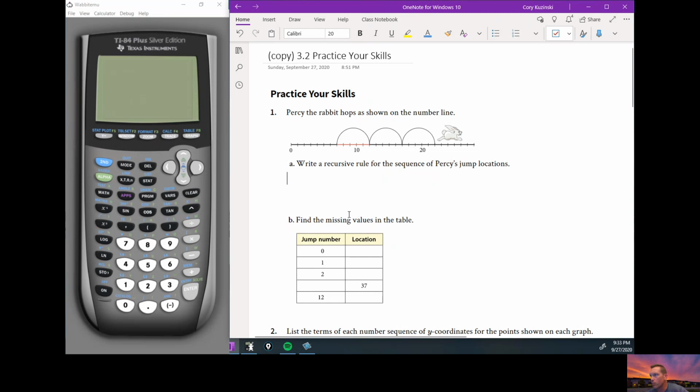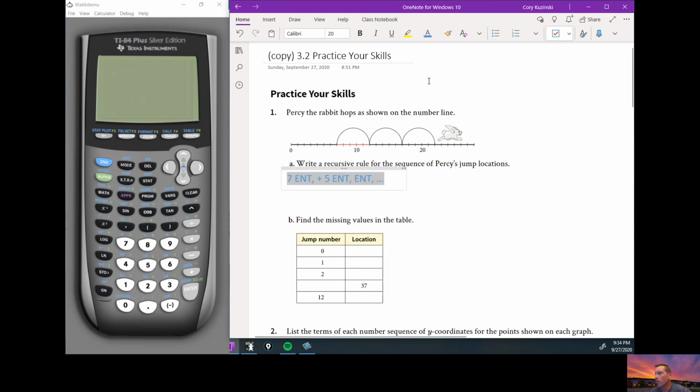So where's his starting point there? That's 10. So that's 9, 8, 7. So we'll go 7, enter, and then how much is he advancing? Let's see, 8, 9, 10, 11, 12. So let's see, 1, 2, 3, 4, 5. So we'll go plus 5, enter, enter, so on and so forth.